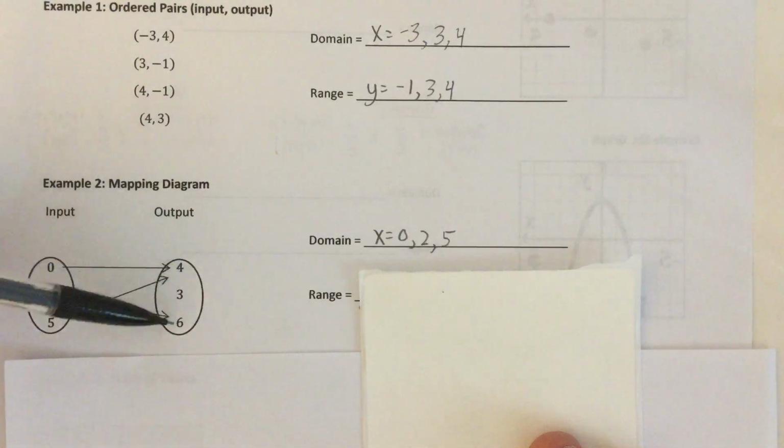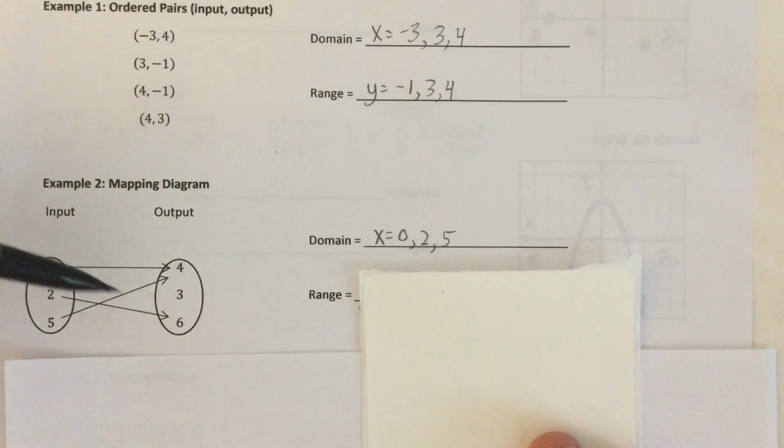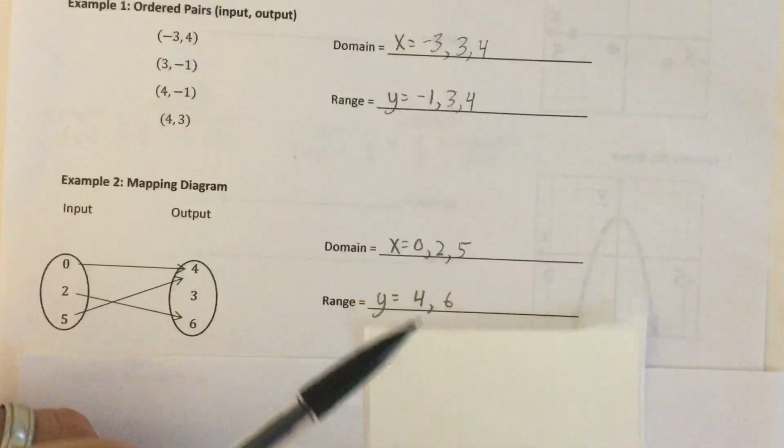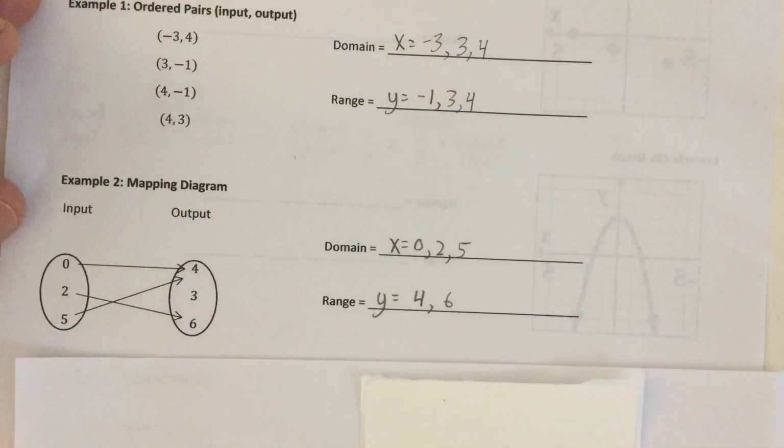Now, even though it looks like there's 3 outputs, you have to be careful here because there's only arrows pointing to 2 of the outputs, the 4 and 6. There is no arrow pointing to the 3. So therefore, our range is just going to be 4 and 6.